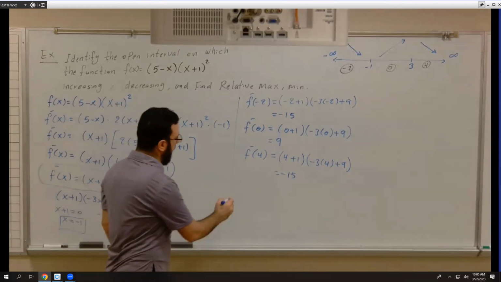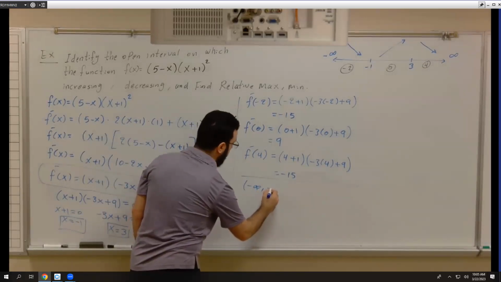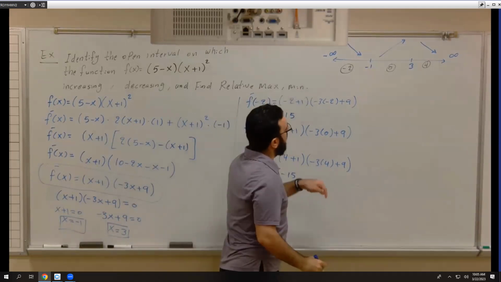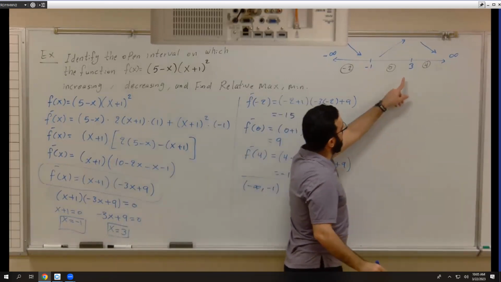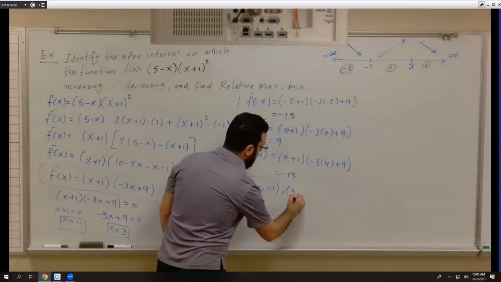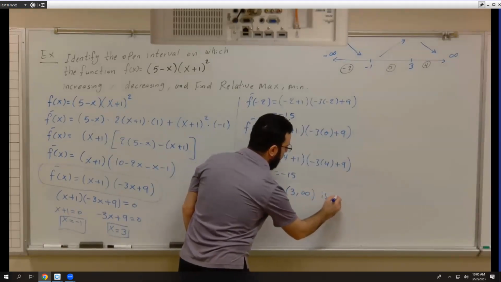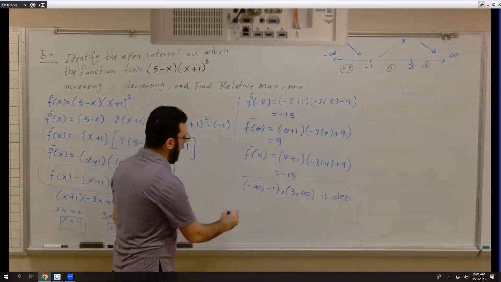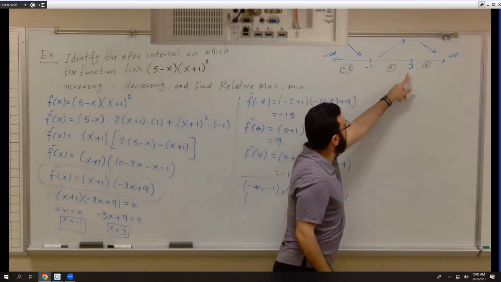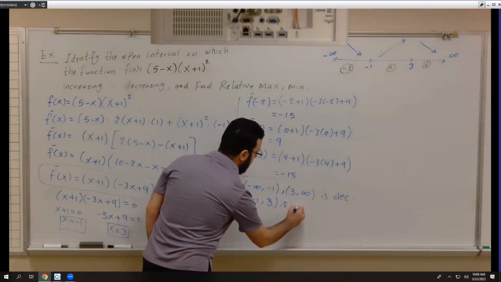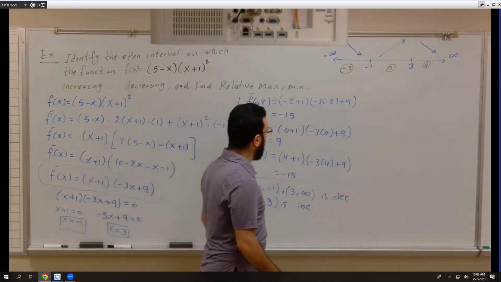So in this case, from negative infinity to negative 1 is decreasing. And from 3 to infinity is also decreasing. From negative 1 to 3 is increasing. That's only the first part.